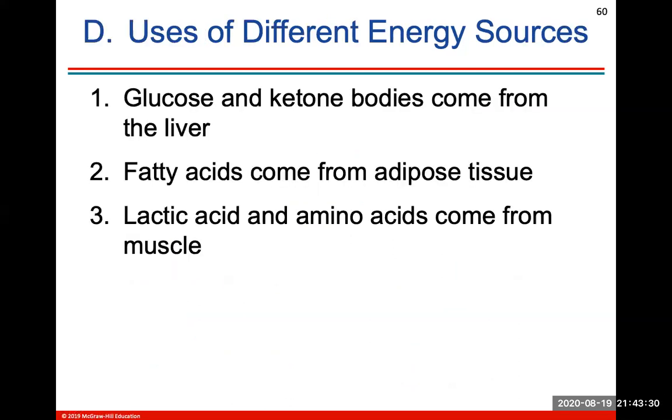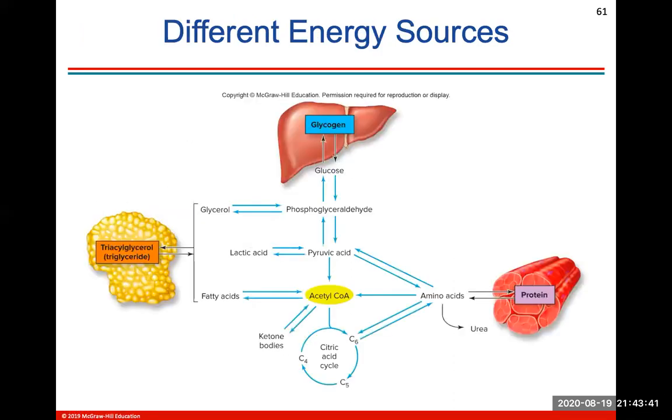Uses of different energy sources, just in review: glucose and ketone bodies come from the liver, fatty acids come from adipose tissue, and lactic acid and amino acids come from muscle. So this is just showing again how you can have different energy sources. Glycogen, which will be stored as glucose in the liver, triglycerides, which are all your fatty acids and glycerol, and then your proteins, which are amino acids, can all be energy sources because they can all be changed into pyruvic acid or acetyl-CoA.